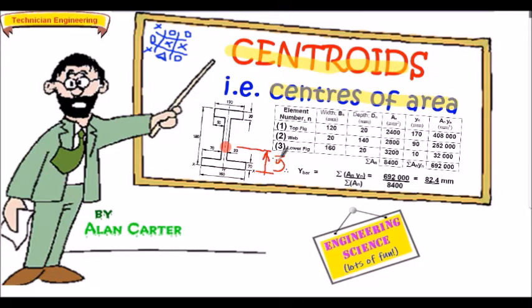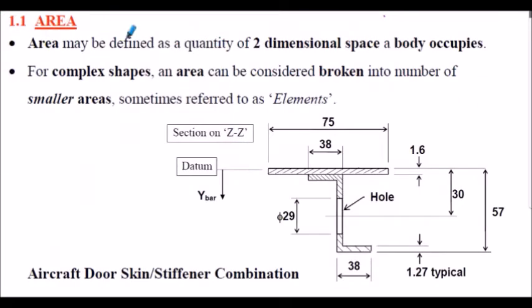our given datum. To evaluate the Ybar and later on the Xbar of a particular section, we use a tabular method similar to that shown in the sketch. First of all, let's review some basic definitions.